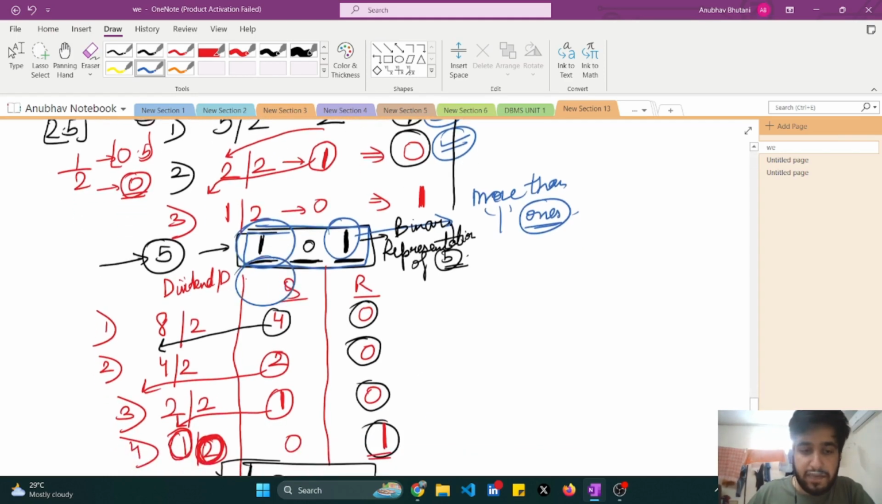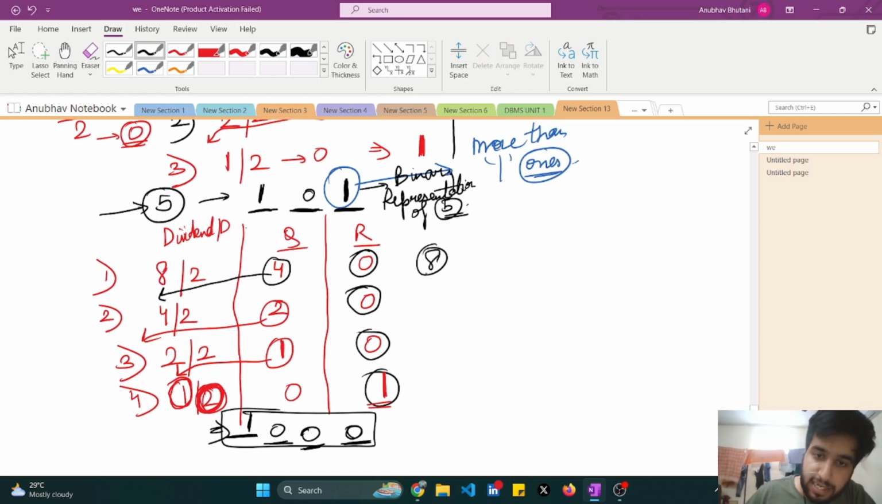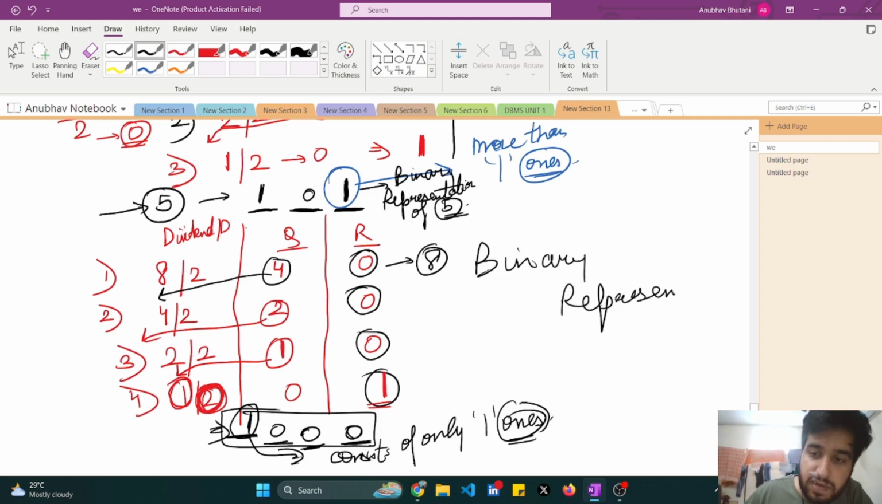But if it is a perfect number like 8, I'll tell you what a perfect number is. If it is a number like 8, it consists of only one 1. So this is how you get the binary representation of a number.